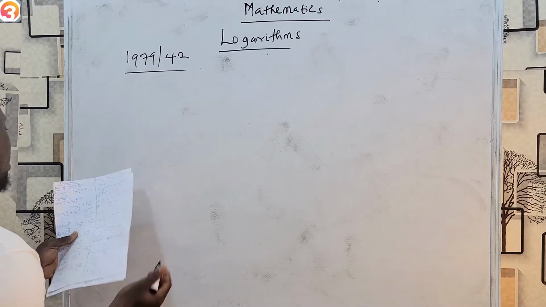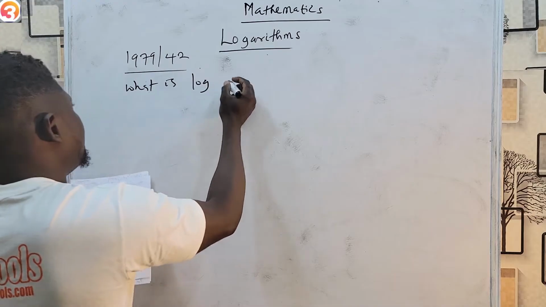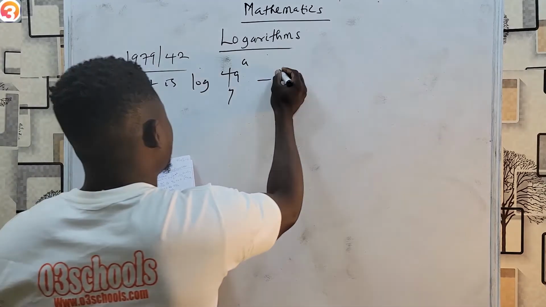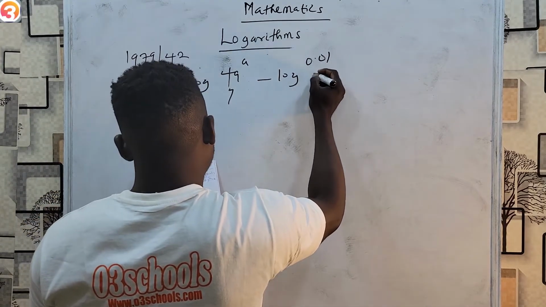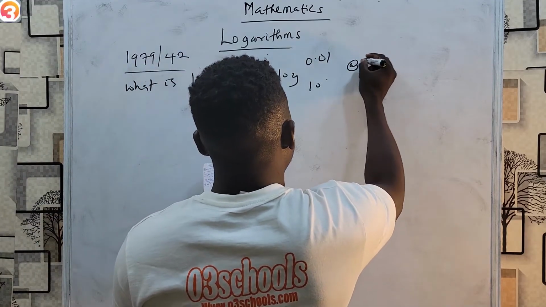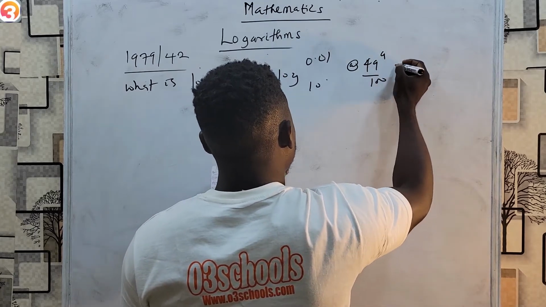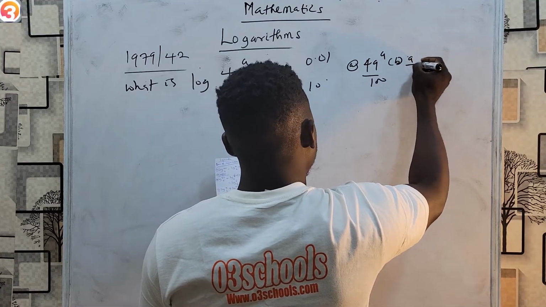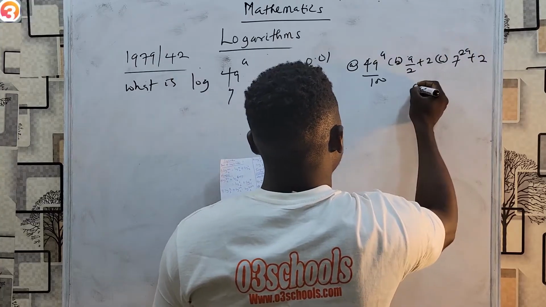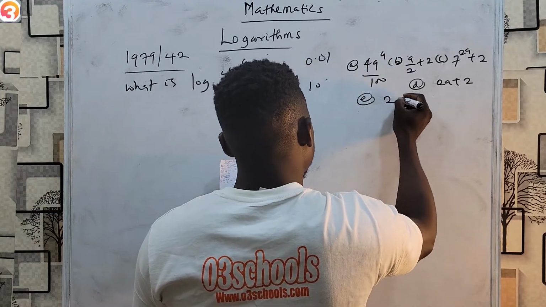They said, number 42, what is logarithm of 49 raised to power a base 7 minus log 0.01 base 10? The options: A is 49a over 100, B is a over 2 plus 2, C is 7 raised to power 2a plus 2, D is 2a plus 2, while E is 2a over 2.